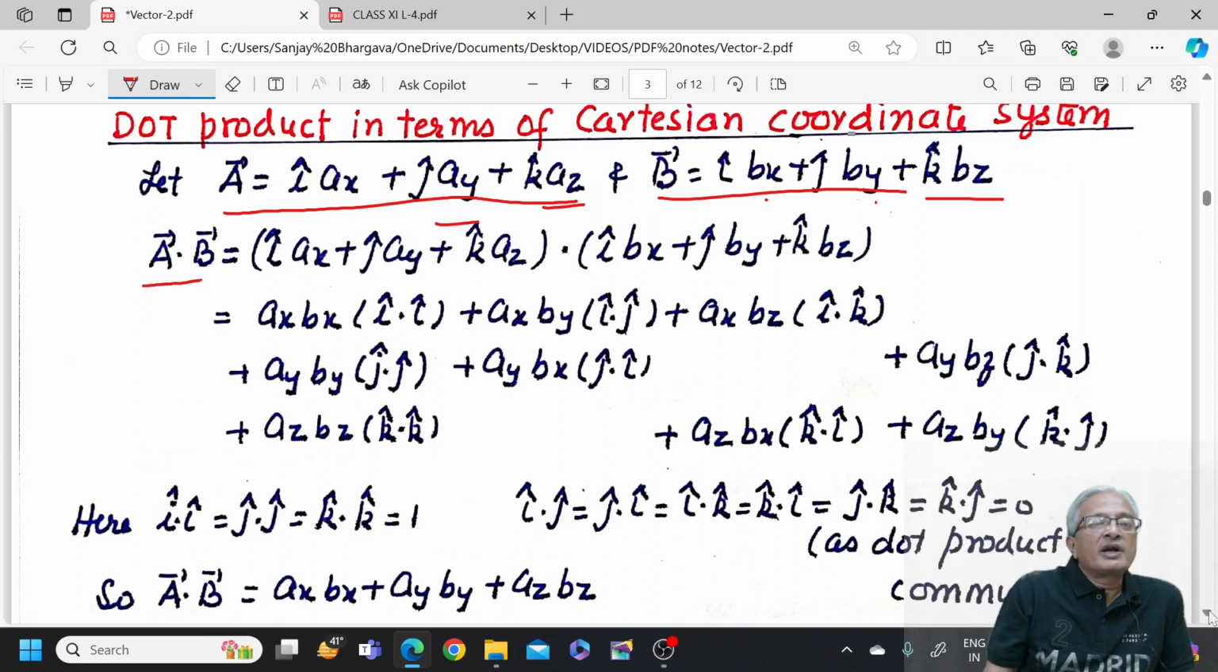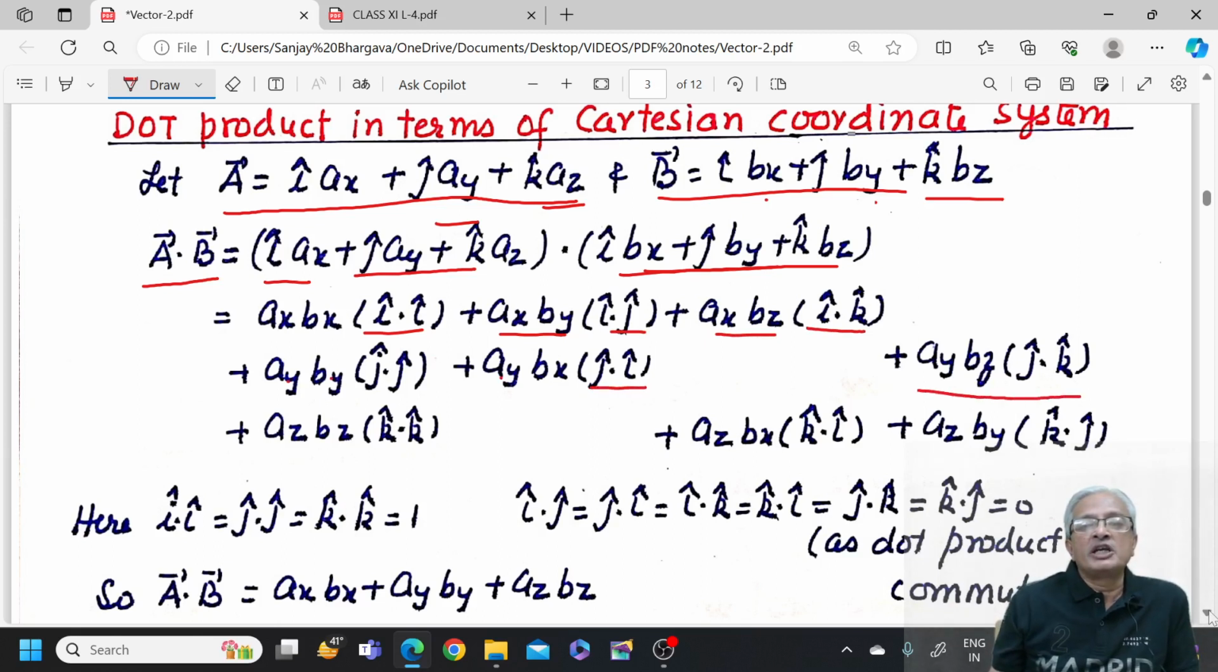I am supposed to write A vector dot B vector, so I can write A vector here and B vector here. The first term would be multiplied with the three remaining terms, so we'll have 3 into 3, 9 terms. Ax bx i dot i, ax by i dot j, ax bz i dot k. Then you multiply the second term, so I have ay by j dot j, ay bx j dot i, and ay bz j dot k. Then multiply the third term with the remaining three: az bz k dot k, plus az bx k dot i, plus az by k dot j.